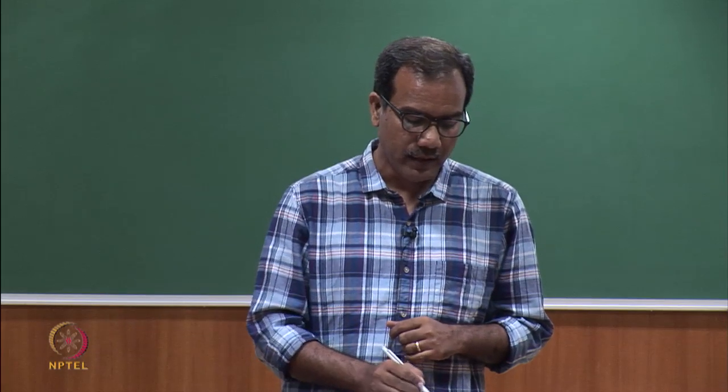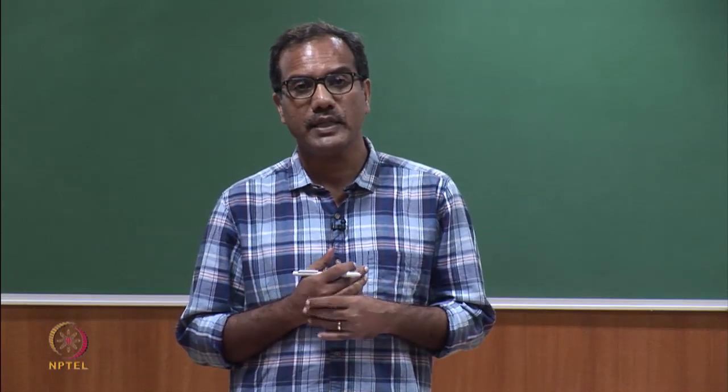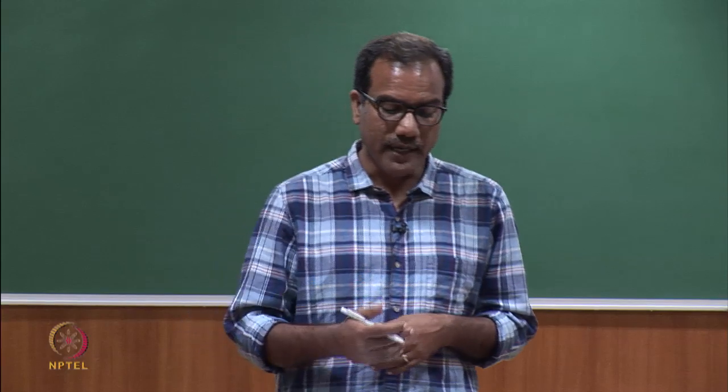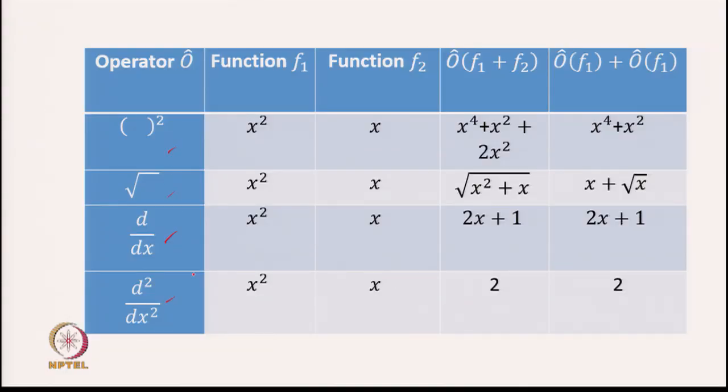Now, let us see whether all the operators are linear operators or not, and what are some examples of operators which are linear operators. So, again I will go and discuss 4 different kinds of operators. One is a square operator, and let us choose two functions x square and x. Now, if you calculate the operator on the sum of functions f1 and f2, what are you going to do? You are adding x square plus x, and now you are doing a square of that. What you will get is x4 plus x square plus 2x cube.